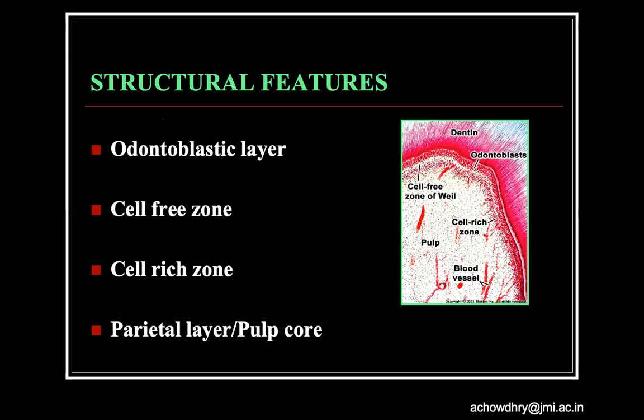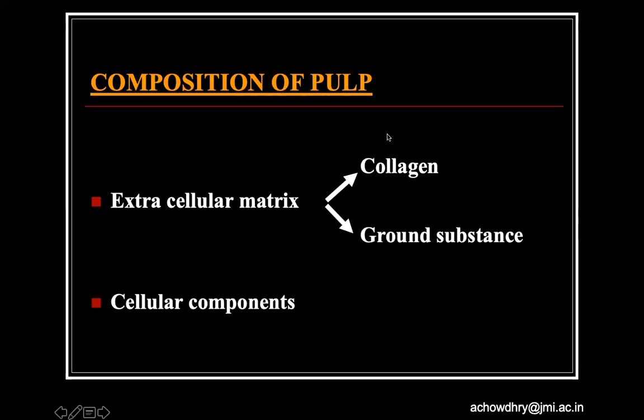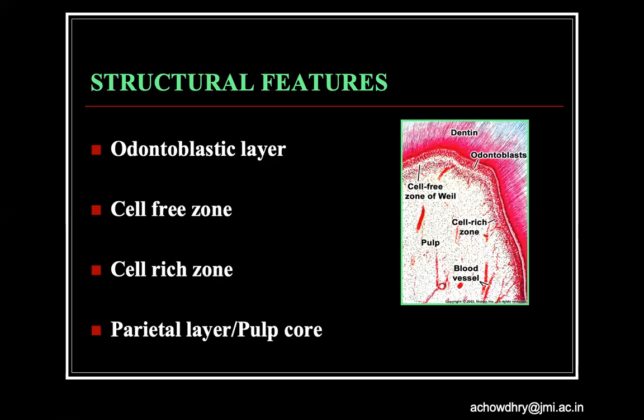Various structural layers of pulp are there. The odontoblastic layer, the cell-free zone, some people call it an artifact, the cell-rich zone, and the pulp core, or the parietal layer of pulp. Now, before going to discussing the cells of the pulp, you should know that there is the pulp core, which is present at the center of the tooth, and within the center of the pulp is the pulp core.